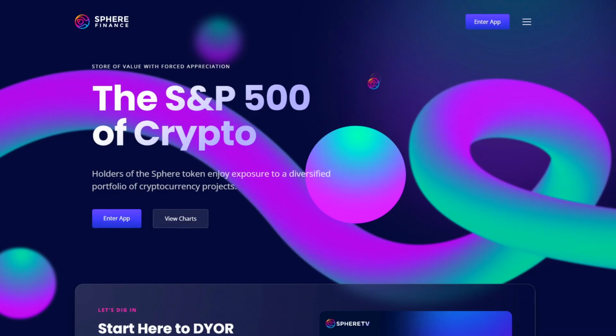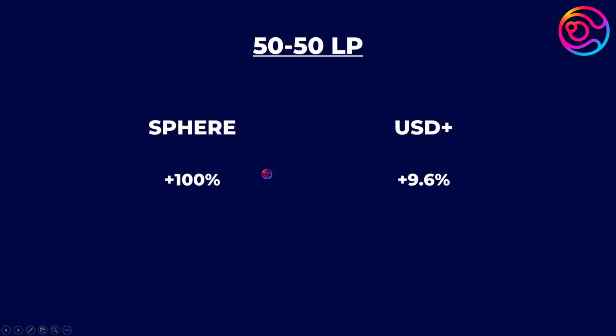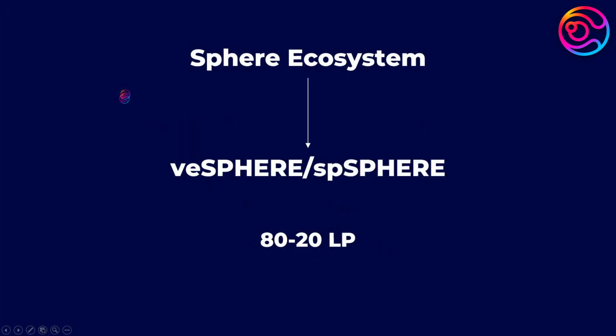This results in a tiny impermanent loss of just 0.22%. Now currently, spSPHERE is paired 50-50 with USD+. With the average APY of USD Plus on Polygon sitting at 9.6%, a 100% change in the price of spSPHERE would result in a 4.36% impermanent loss. However, recall that with sphere v3, sphere's LP will be split 80-20 between sphere and another asset.